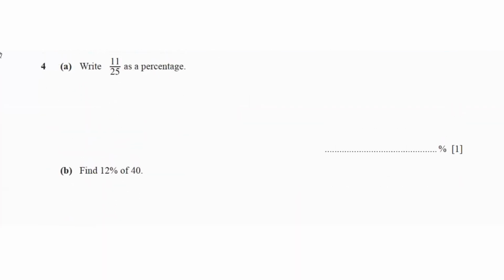Write 11 over 25 as a percentage. So whenever we're asked to write something as a percentage, we times that term by 100. 100 divided by 25 is 4, so 11 times 4, that's 44%.